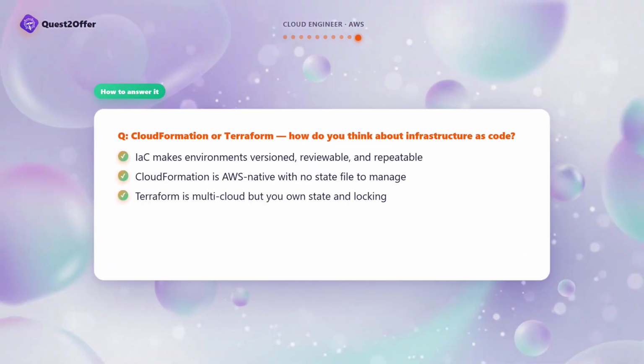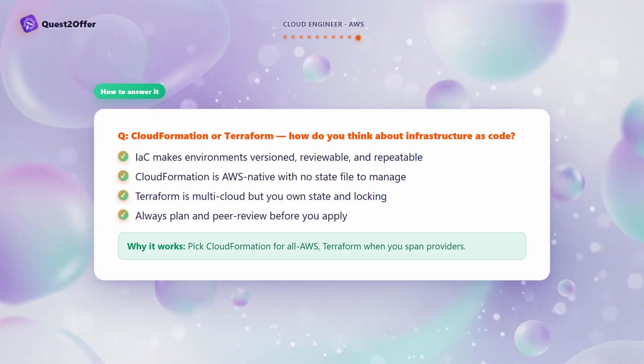Infrastructure as code makes environments versioned, reviewable, and repeatable. No console clicking. CloudFormation is AWS native, deeply integrated, and needs no state file to manage. Terraform is multi-cloud with a richer module ecosystem, but you own the state backend and locking. Pick CloudFormation for an all AWS shop, Terraform when you span providers. Either way, plan and peer review before apply.